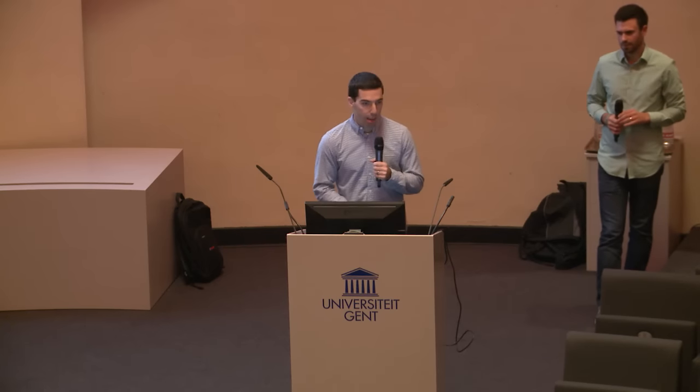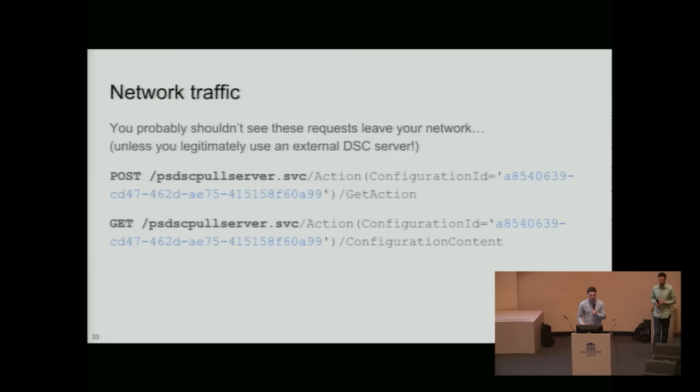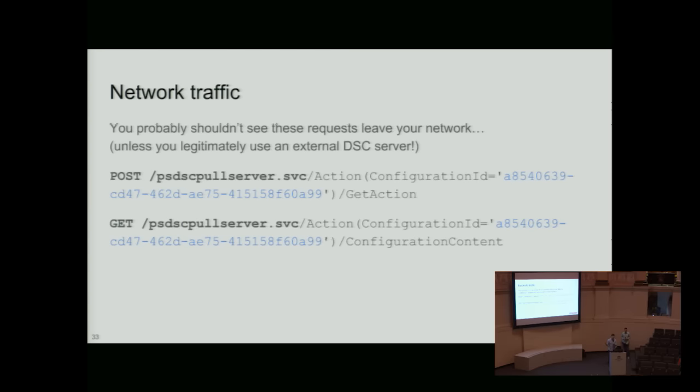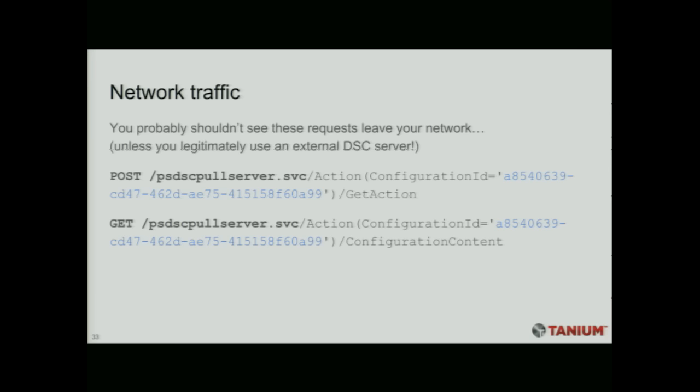So first, on the network side, if you've got a web proxy or if you're doing any form of network monitoring that gives you the ability to inspect URIs that are egressing your network, you probably shouldn't see requests for resources named psdscpullserver.svc. This is the URI scheme for retrieving the configs in pull mode. You can see in the example here we have a GUID specified. So this is what the requests look like. This is what a so-called infected host is going to be issuing every 30 minutes as it tries to refresh its config. So unless, in the very rare circumstance, you are legitimately using an external DSC server, you probably shouldn't see this.